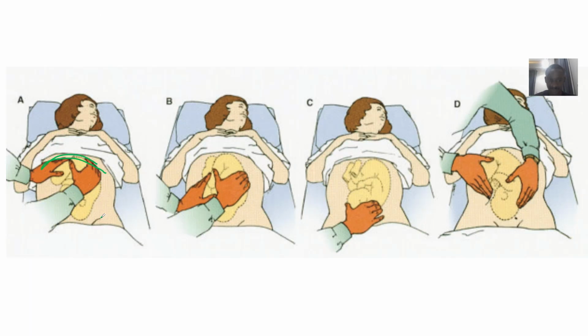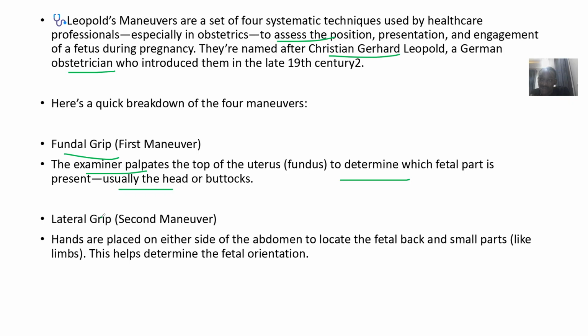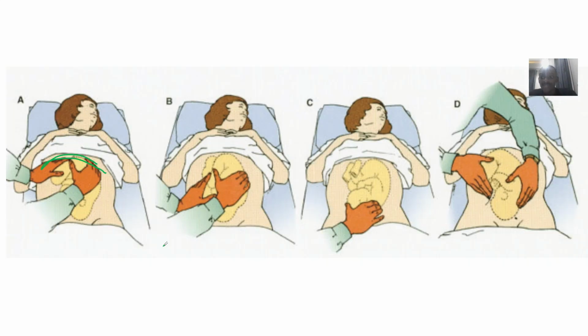Then the lateral grip, that's the second maneuver. Here you're trying to feel the back of the baby. The back shouldn't be that way; the back should always be this way. Some things must be right for a mom to give birth properly. Hands are placed on either side of the abdomen to locate the fetal back and small parts like the limbs. This helps to determine how the fetus is placed or oriented.